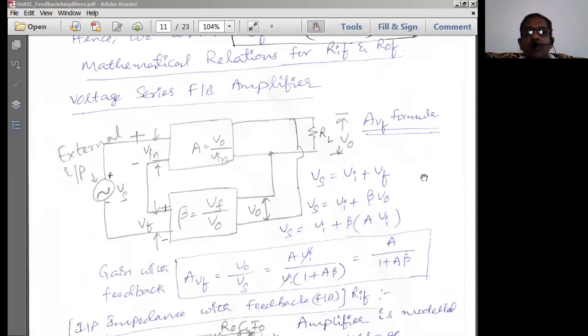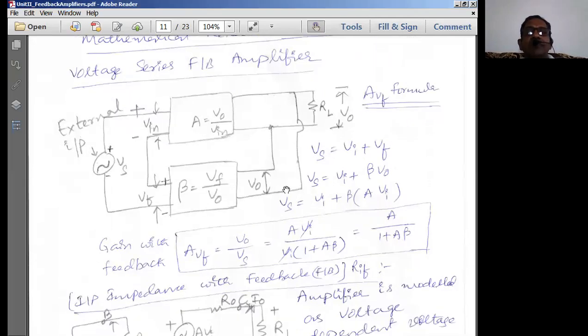Welcome back to the online sessions on analog electronic circuits. In today's session, we'll try to complete this mathematical derivation part for the various parameters of a feedback amplifier, such as gain, input impedance, and output impedance. As we spoke in the previous sessions, whenever we draw the block diagram, what are the things which are very much essential for us?